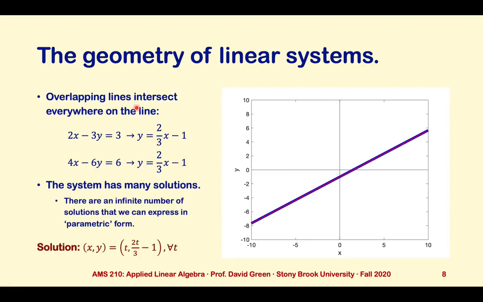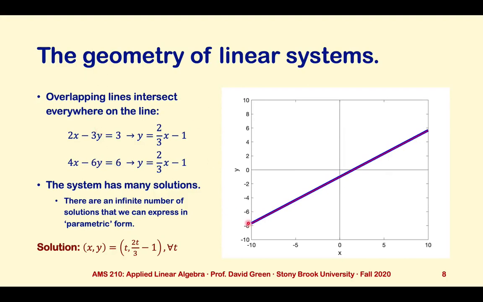Now, a very special case of parallel lines is overlapping lines, lines that have the same slope and the same intercept. When written in standard linear equation form of some ax plus by equals c, these have equations that are related by a multiple. They don't have to be identical, but they have to be perfectly related by a multiple. So 2x minus 3y equals 3, and 4x minus 6y equals 6. The second equation is simply double the first.